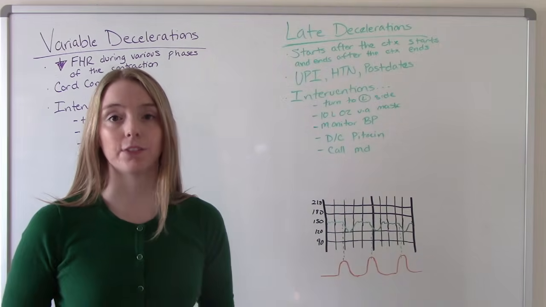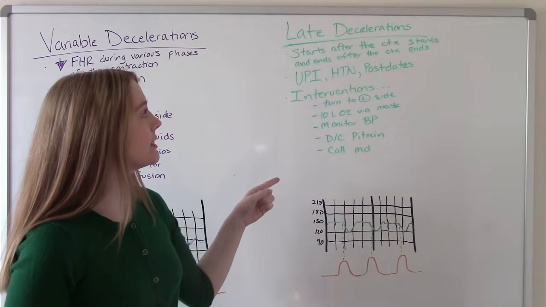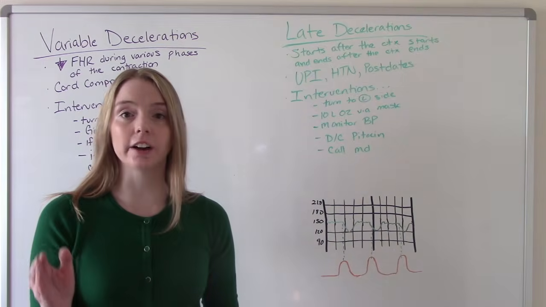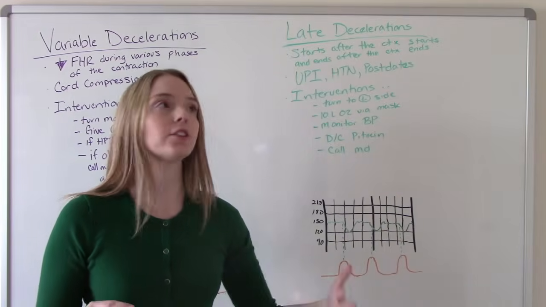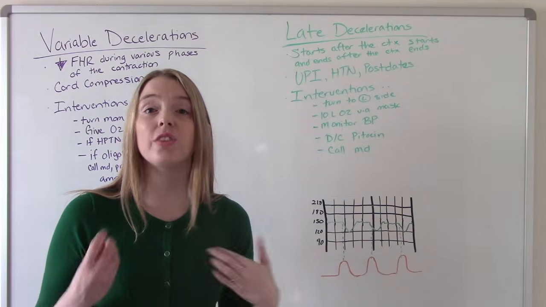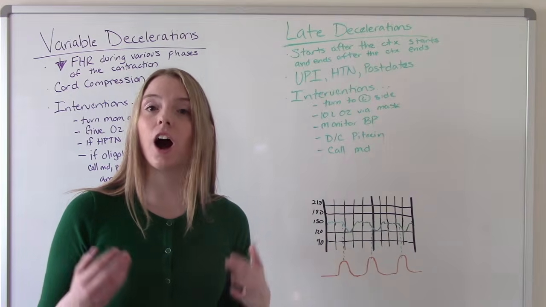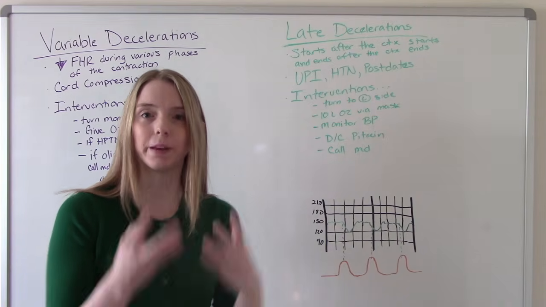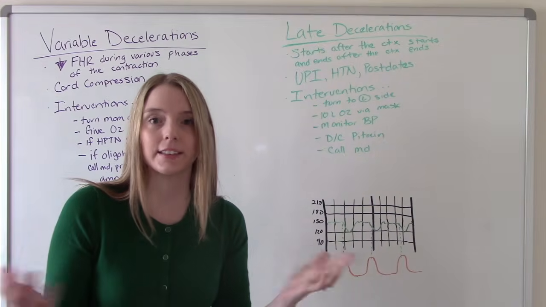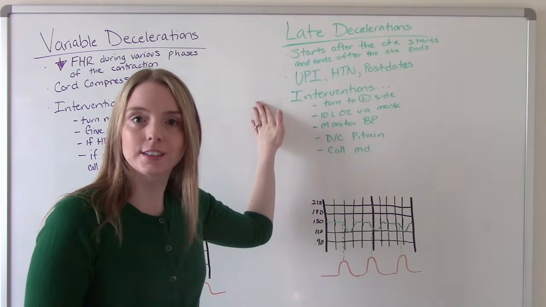These are the ones we never want to have. So what happens with late decelerations is they start after the contraction has already started, and then they end after the contraction has already ended. So that doesn't make sense, right? Our earlies made sense because they start with the contraction, they end with the contraction, baby's head's being smushed, it makes sense. Lates don't make any darn sense, right?